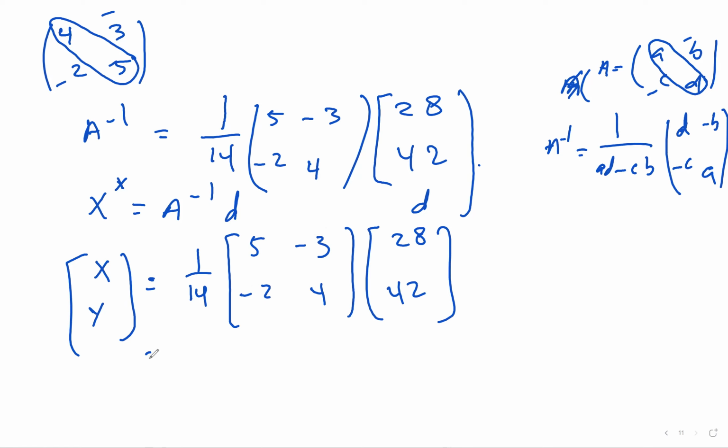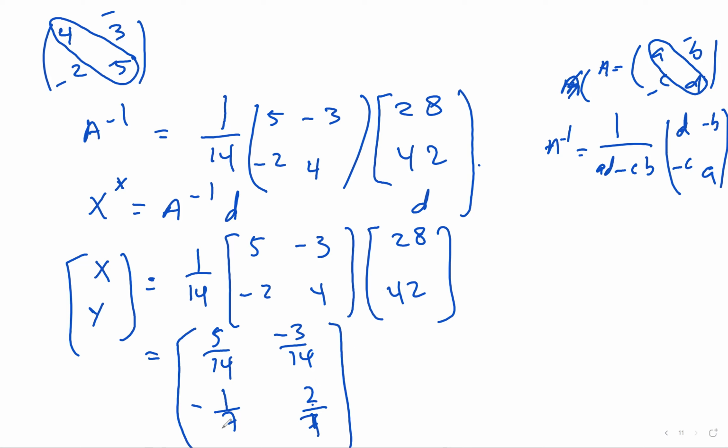You can write this as 5 over 14, minus 3 over 14, and then minus 1 over 7, because 2 over 14 is minus 1 over 7, and then we have 2 over 7, multiplied by 28 and 42.